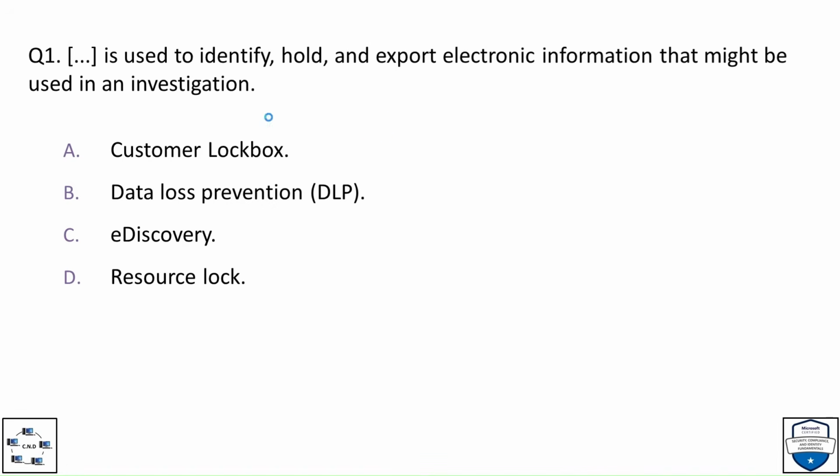So let's get started. Question number 1: blank space is used to identify, hold and export electronic information that might be used in an investigation. So what is the correct option? The options are option A, Customer Lockbox, option B, data loss prevention, DLP, option C, e-discovery and option D, resource lock. And the correct option is option C, e-discovery. So e-discovery is used to identify, hold and export electronic information that might be used in an investigation.